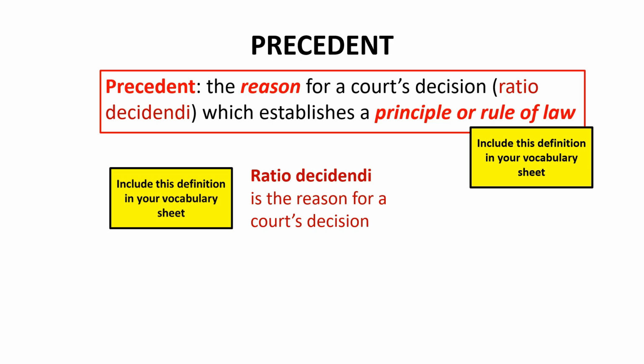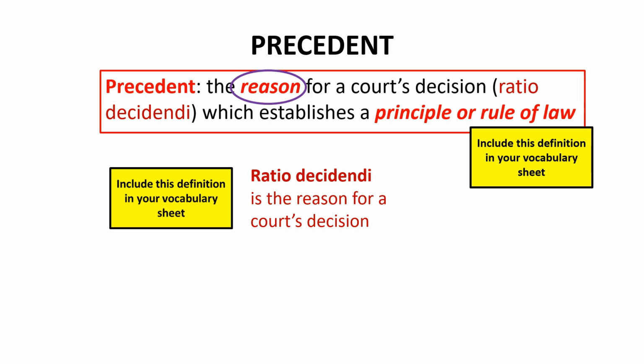There are 2 important points about the definition of precedent. The first important point is that a precedent is the reason for a court's decision, the ratio decidendi. The reason for a court's decision is different from the order that the court makes to determine the case before it. So, for example, a court which is hearing a criminal case might decide to sentence the accused to a term of imprisonment. This is an order of the court, but it's not the reason for the court's decision. It tells us nothing of why the court decided that the accused was guilty in the first place.